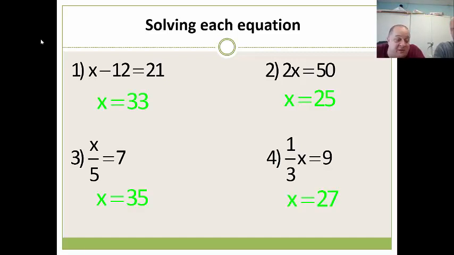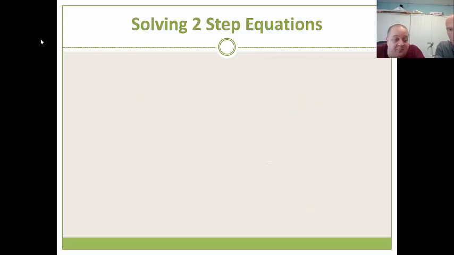Here are the correct answers for the first one, x equals 33, because we have to add 12 to the right side. And if we do that, we're going to get 33. We have to divide in this second problem, so 2x equals 50. If we divide both sides by 2, we'd have 25. In step 3, we have to multiply both sides by 5 to get the x by itself, so we would have 35. And then for number 4, we'd have to multiply both sides by 3 to get x equals 27. Hopefully you guys got those and are off to a good start.